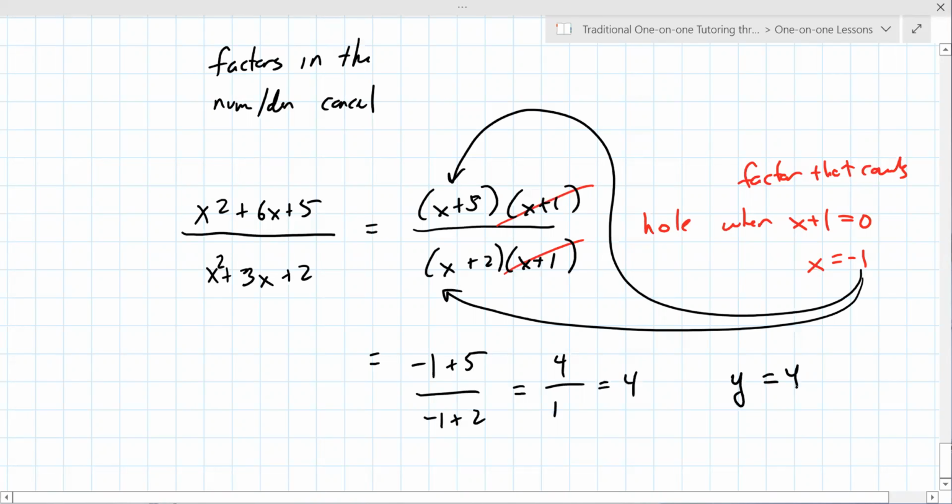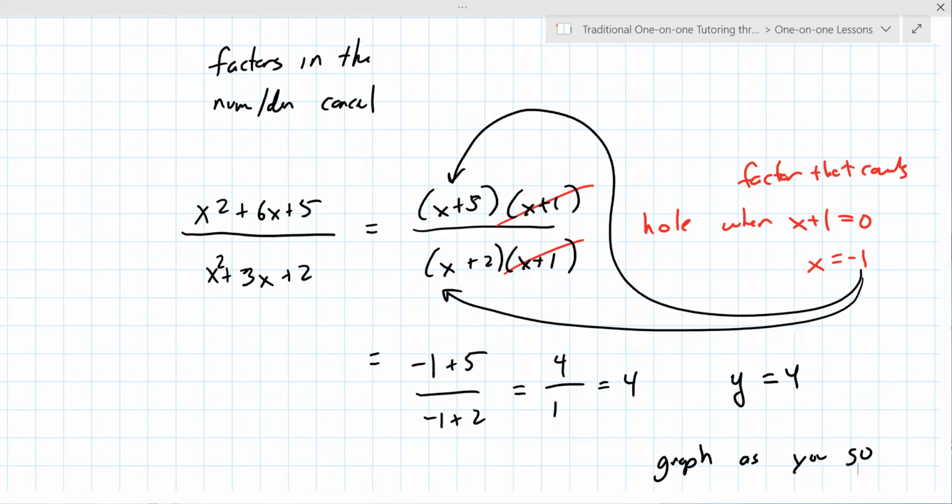Okay. And you graph as you go. You don't want to wait till the end of the graph. Graph as you go.